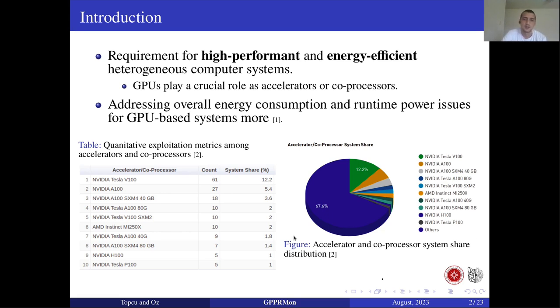Here in the table and the figure, you see the GPU system usage share in accelerating systems. GPUs are utilized as accelerators or coprocessors in those systems. As you see, NVIDIA products dominate the GPU usage. I took these statistics from the TOP500 HPC list.